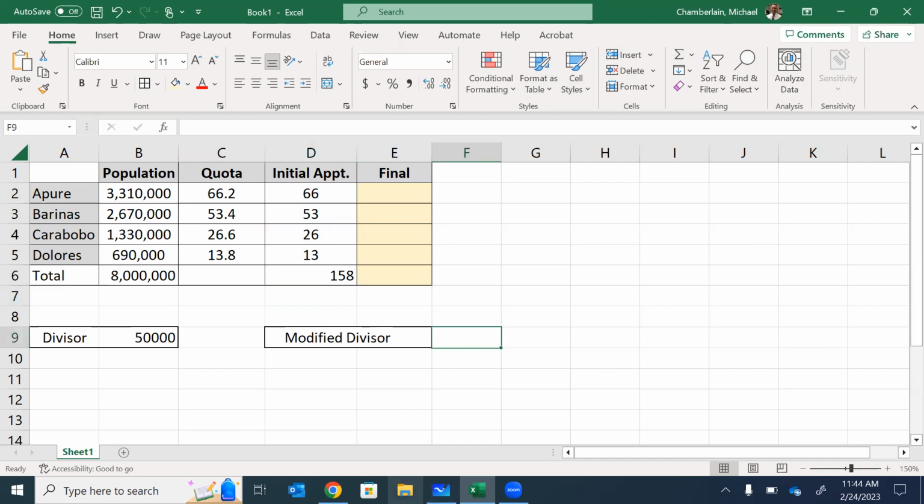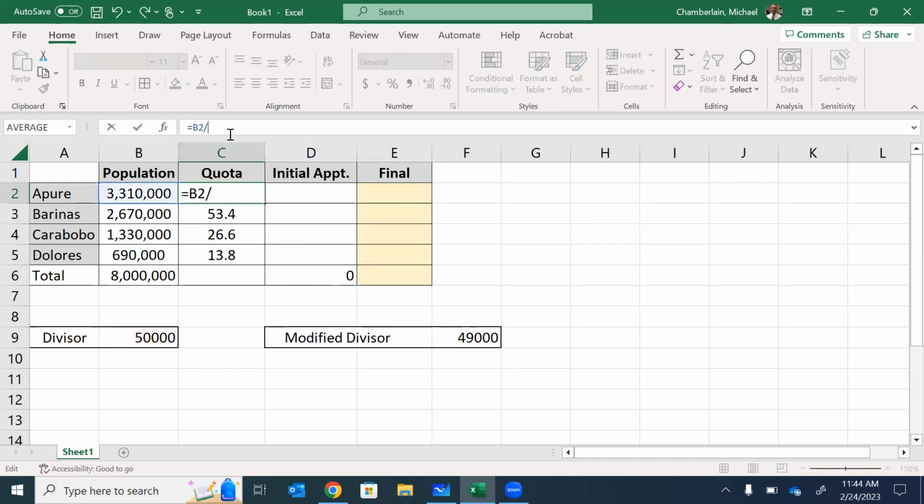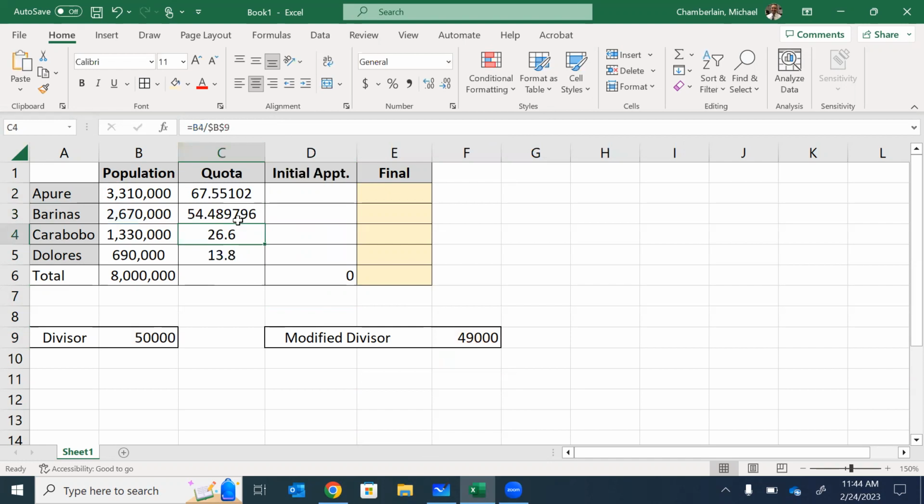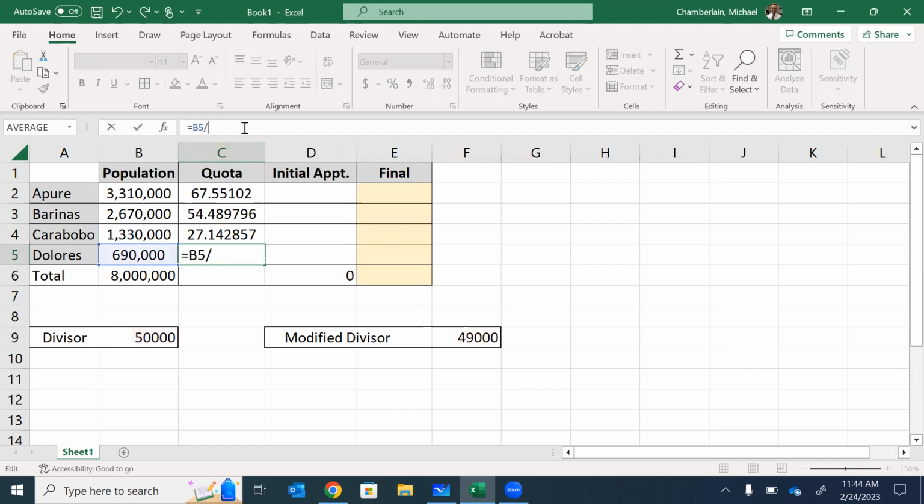We tried 49,000. I'm going to go ahead and type that in again so you can see how fast you can modify this with Excel. So all you do to change what you're doing is you go back over here to the quotas, and instead of B2 divided by B9, you want to change that to B2 divided by my modified divisor, F9. And you would change each one of these to F9 if you'd like. I know I had another thing in there, but let's just call them all F9. Again, I don't want to show too many shortcuts here.